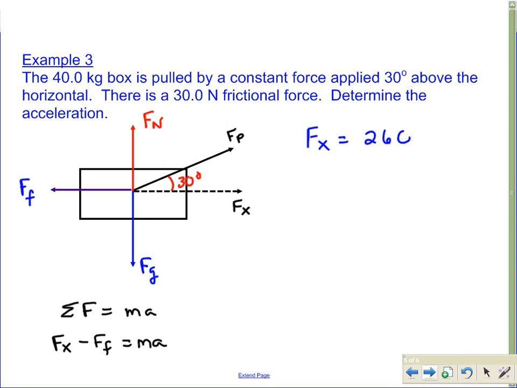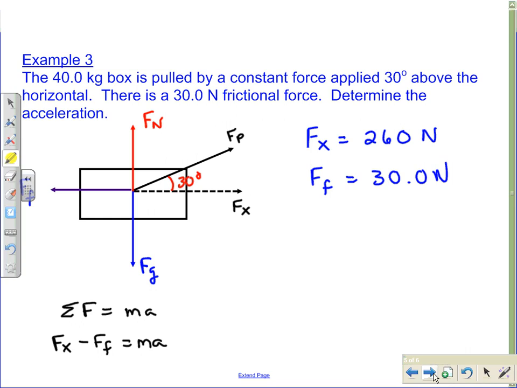So if you forget where that 260 comes from, go back to example 2. Our frictional force is given in the problem. It's 30 newtons. And that is right here in the problem. Our mass has remained 40. And now we have enough information to solve for the acceleration.